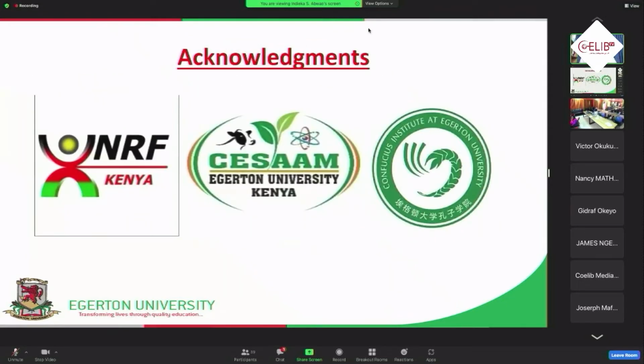Of course, we got funding from quite a number of organizations, NRF Kenya, which received funding from NRF for this bigger project for Taro. And of course, the student also was under SESAM, and most of the work that I've reported here was done by the student in a lab that is funded by the Confucius Institute at Egerton, that is the crop molecular biology lab.